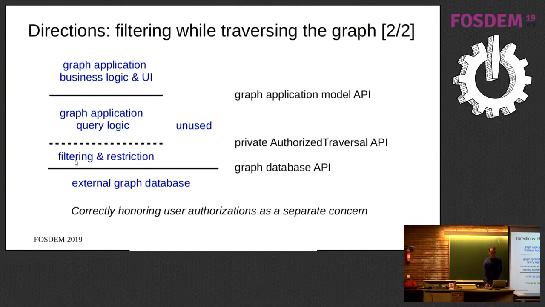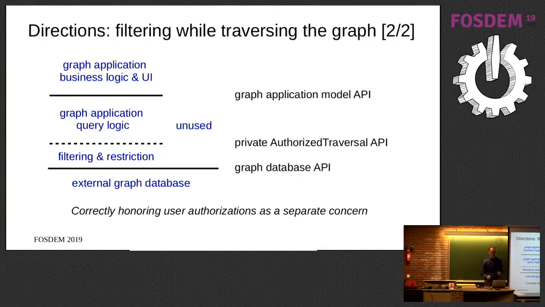So this part here, the filtering and the restriction, would filter all the data that comes back from the graph database, and it will also restrict the overall API of the graph database. And why that is, we will see in a minute. If you use this kind of build-up of your application, then you do the filtering and the restriction, so the security part of your application, in one part, so you have a proper separation of concerns.